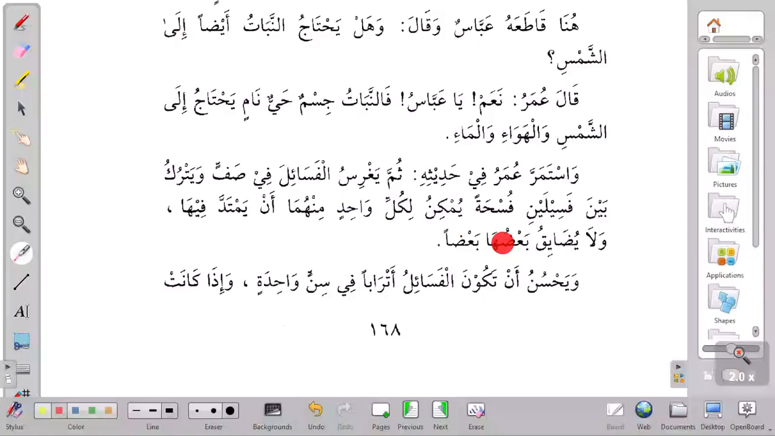So if the farmer is planting the trees, after planting one seed, he gives some space, then he plants another one, gives some space, plants another one. That's what he says. حتى يمكن لكل واحد منهما أن يمتد فيها, such that every one of them is able to extend. You know, as the trees grow, the roots in the soil are also extended, so there should be space. That's why he's saying وَلَا يُضَيِّقُ بَعْضُهَا بَعْض, and they will not narrow upon one another.